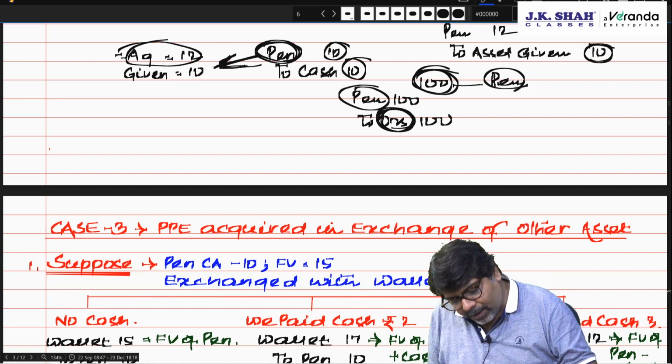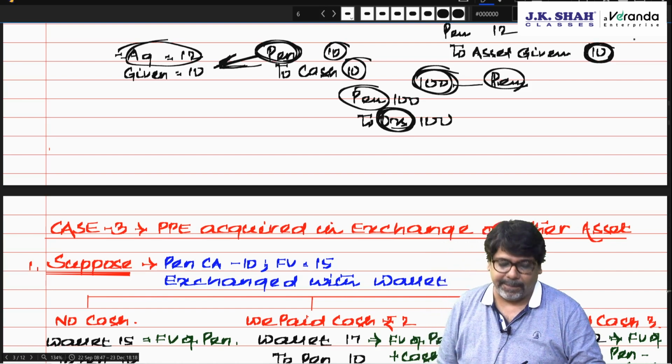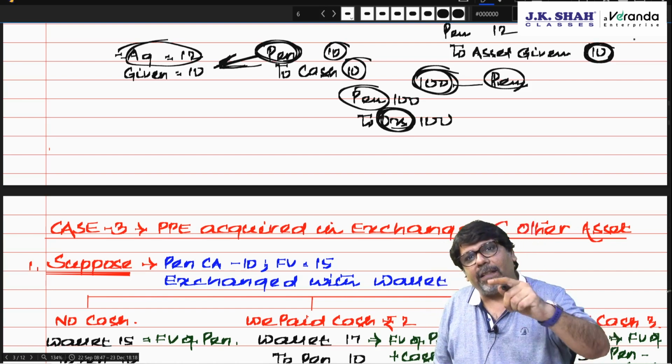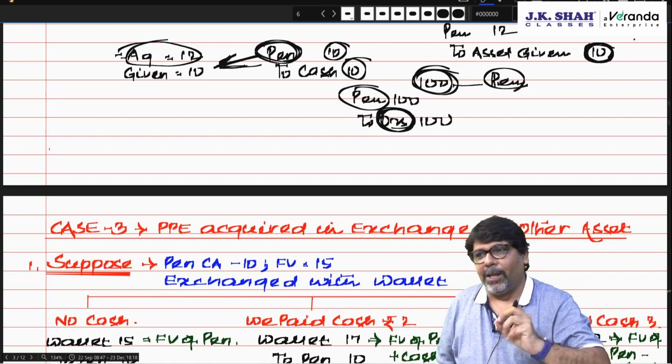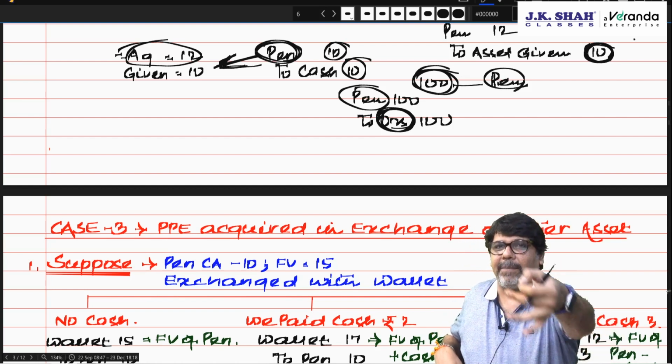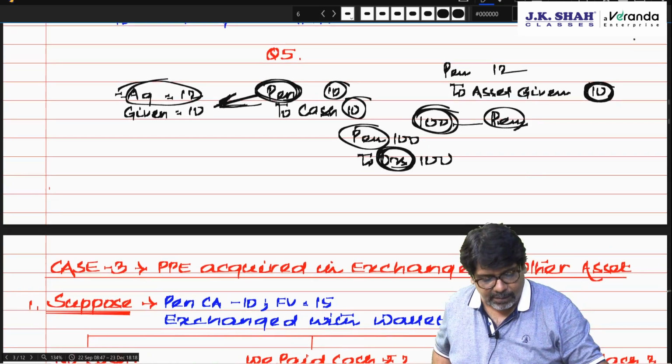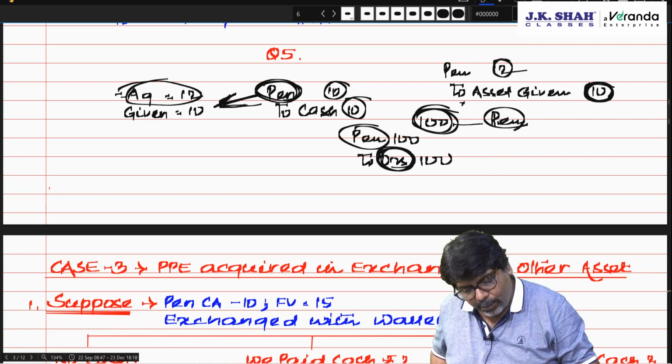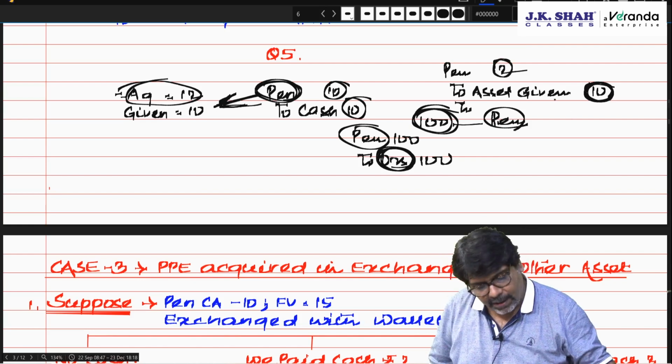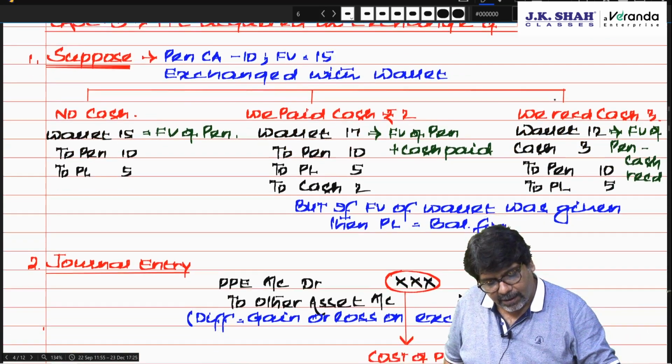Now carrying amount of asset in this case was how much? 10. But if I would have sold that in the market, how much I would have got? 12. So 12 rupees ka asset I am giving and I am taking a pen. So for me, pen is worth how much? 12. So 2 rupees will be recorded in profit. Am I clear? That's what I have recorded over here.